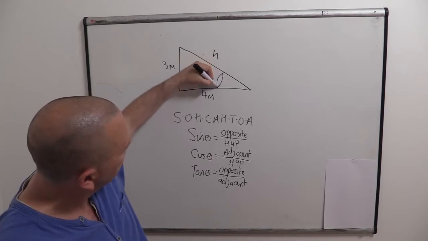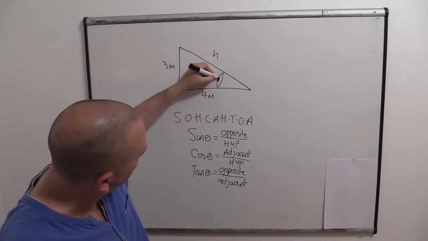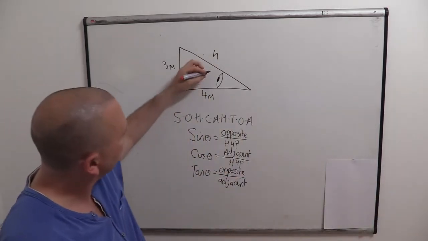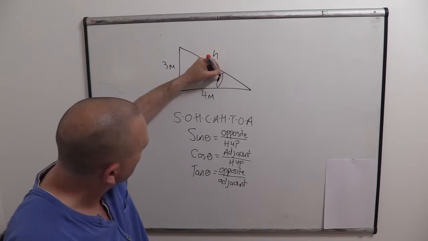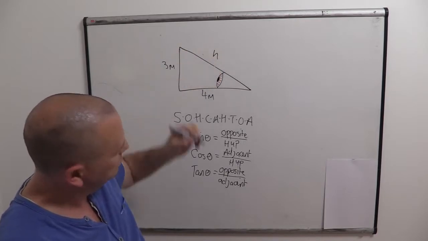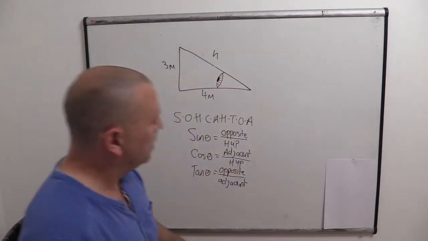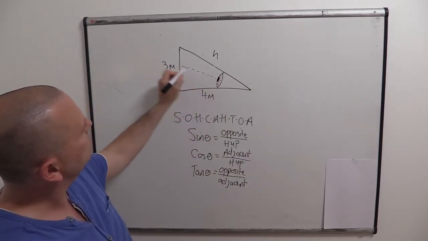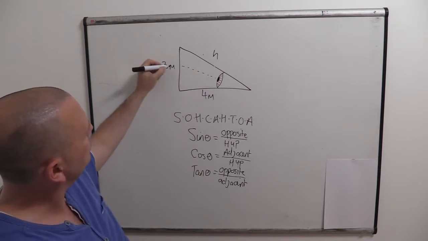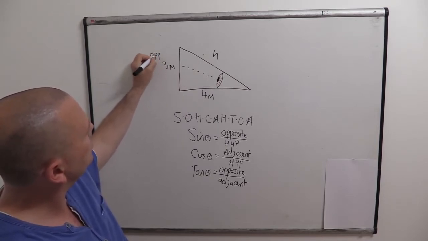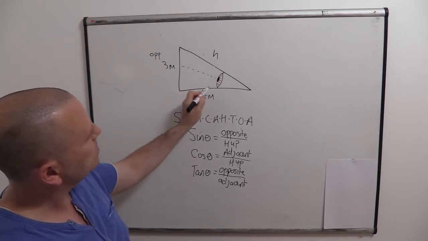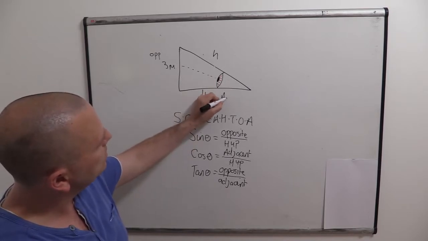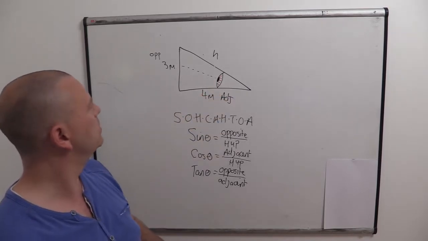Turn this into a little eyeball. He's a teacher, because look, he's all tired. Turn it into an eyeball. Now, this is opposite the angle. So in this case, this is the opposite. And this side is next to or adjacent to the angle. So in this case, this is adjacent.